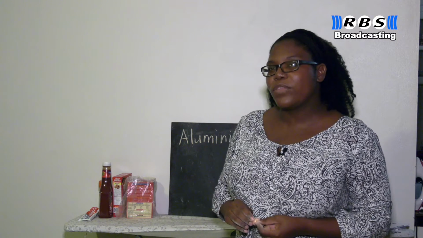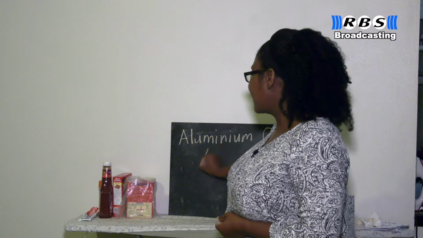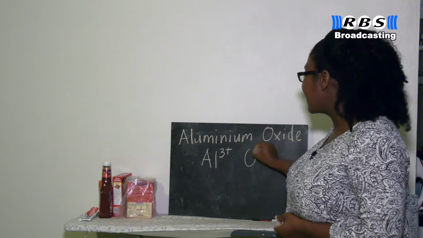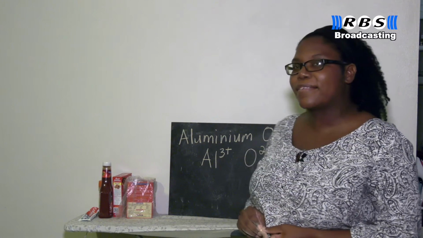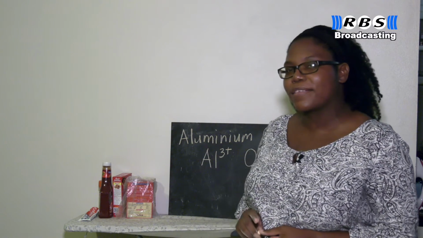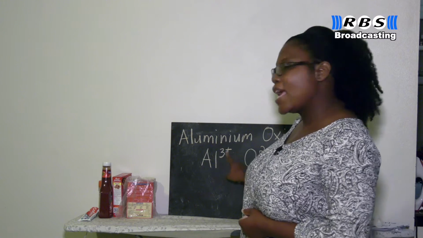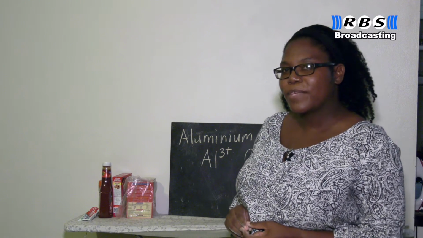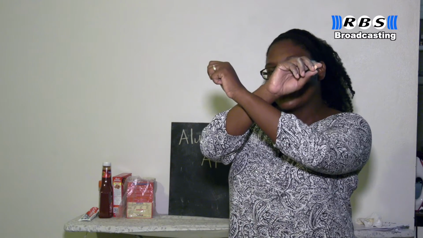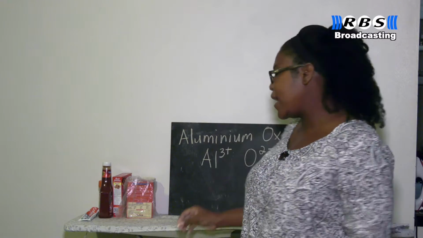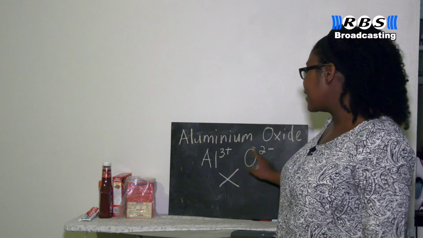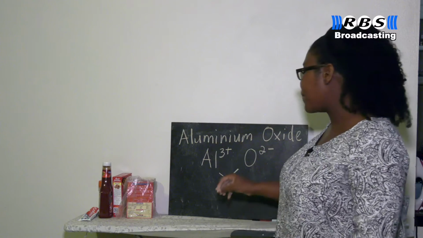Do you remember what the aluminum ion is? It is Al3+. And the oxide ion is O2-. Now take a look. They both have different numbers on their charges. This one has a 3 and this one has a 2. Here's what we're going to do to write the formula. We are going to swap the numbers and drop them into place. So we're going to swap the 3 and the 2 and then drop them into place.